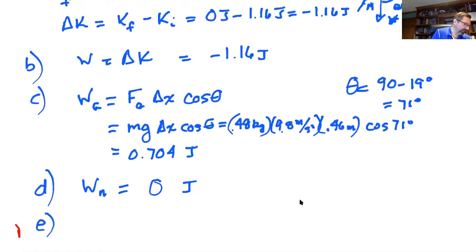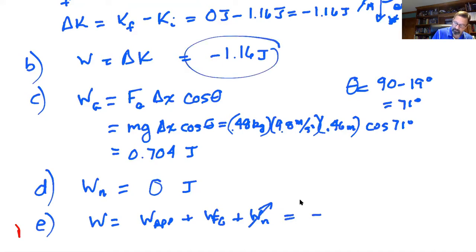What's the net force then? Okay, the net work had to be the work done by whatever that applied force is, plus the work done by gravity, plus the work done by the normal force, well, that one's 0. And all of that has to be equal to minus 1.16 joules.